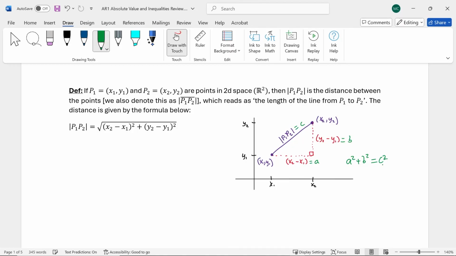And then when you take the square root, you get c is the square root of a squared plus b squared. But of course, a and b are right here, x2 minus x1 and y2 minus y1. Okay, so that's our distance formula in 2 dimensions.